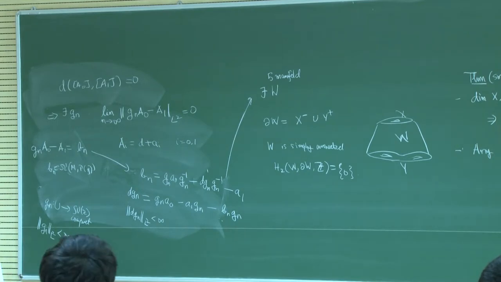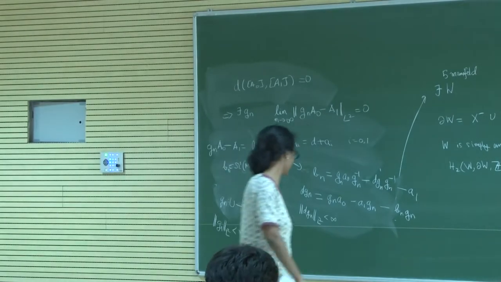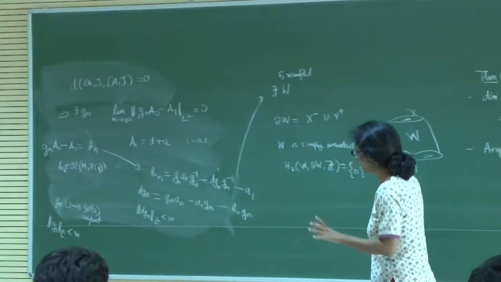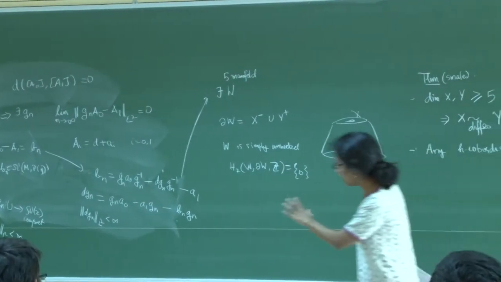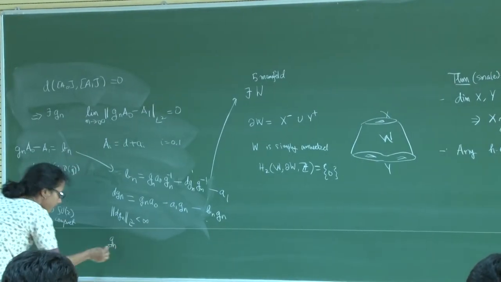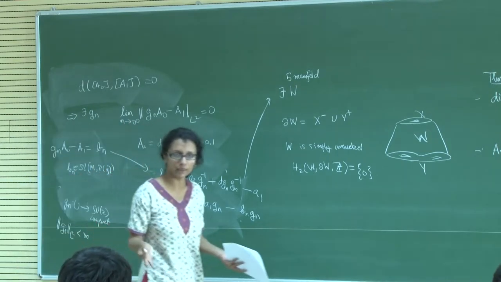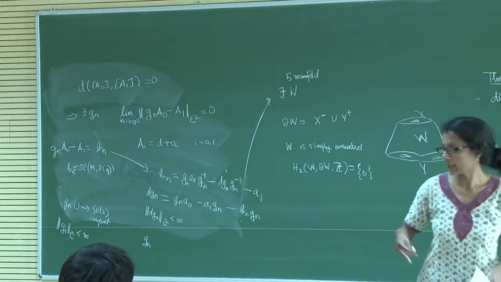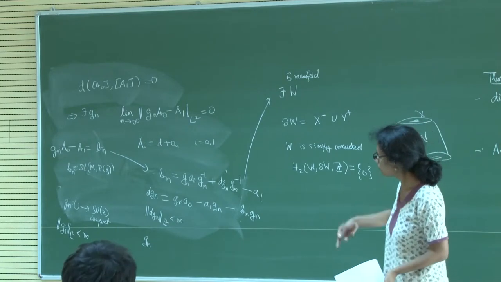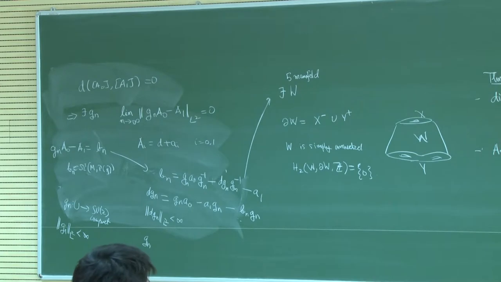Which means that, now I have to be a little vague. The idea is this: Gn is bounded in H1 Sobolev space, so it weakly converges to a limit, and basically we can use that to bootstrap our convergence.